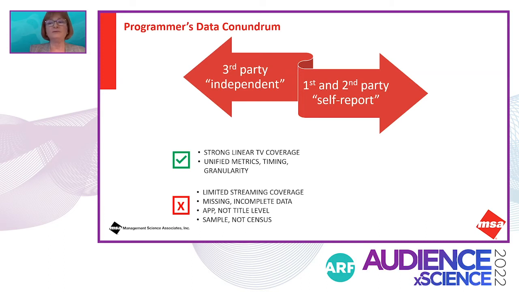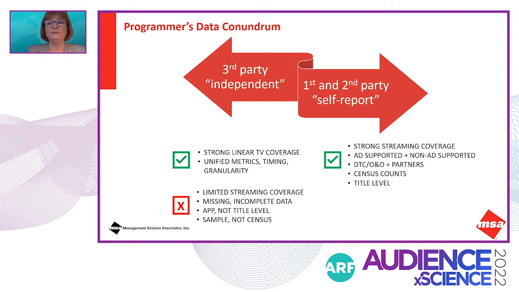On the other hand, we have a treasure trove of first and second party data. First party data is the direct consumer O&O data. Second party data is the data that you get back from your distribution partners, like a Hulu or a Roku or any number of streaming apps that may carry your programming. First and second party data is an excellent foundation for measurement of streaming because it includes ad-supported and non-ad supported content, plus covers our own direct-to-consumer apps and our distribution partners. Plus, it's a census, meaning it counts every instance of consumption. Now, that's using some metric, more on that in a minute. And the data is even at the crucial title level most of the time.